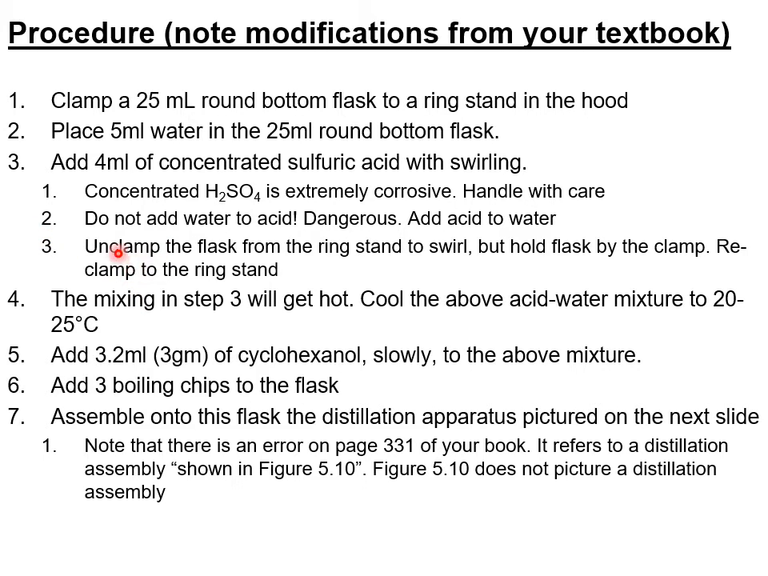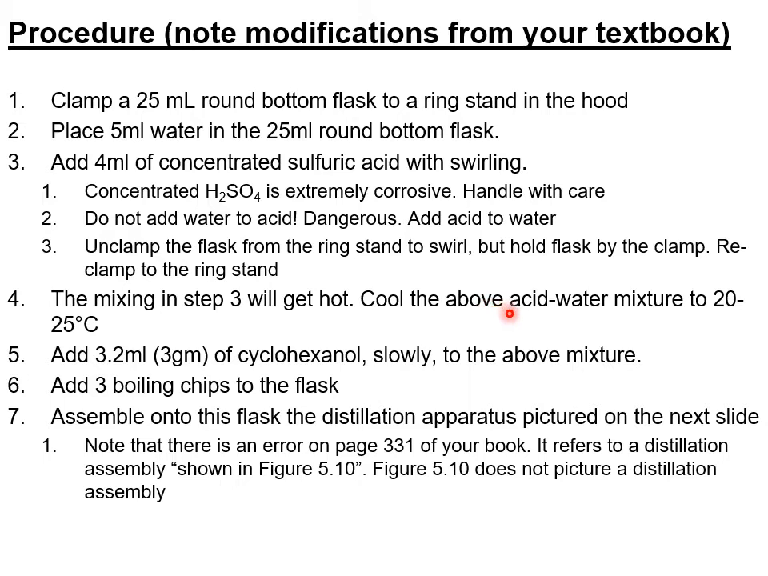Another thing to watch out for is to unclamp the flask from the ring stand to swirl it, but hold the flask by the clamp. You don't want to be holding the flask directly. And then reclamp it to the ring stand. The mixing in step 3 is hot, and this is because of the sulfuric acid. Sulfuric acid is very exothermic when it's reacting and it produces heat, so you don't want to touch the flask.